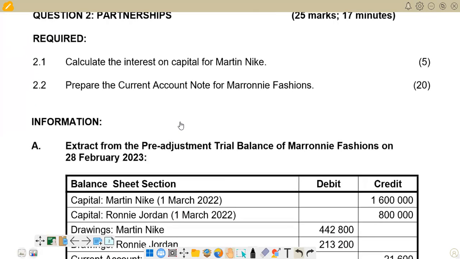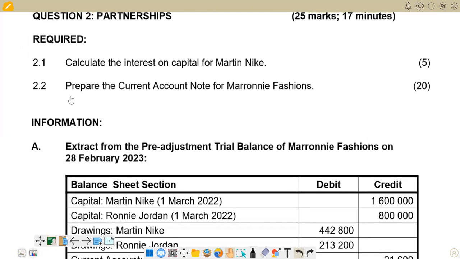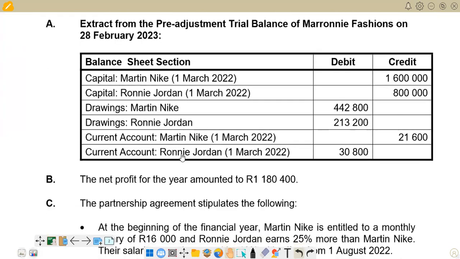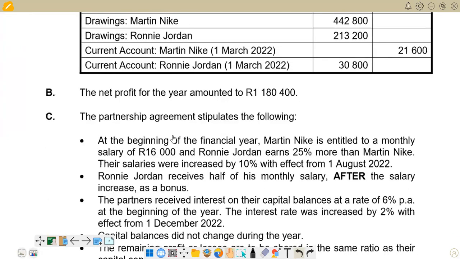So we can start on 2.1, where it says calculate the interest on capital for Martin Nike. We've got two partners, Martin Nike and Ronnie Jordan. We need to calculate their interest on capital separately, for Martin Nike and then for Ronnie Jordan. So we go down to see the explanation we have in terms of this interest on capital.